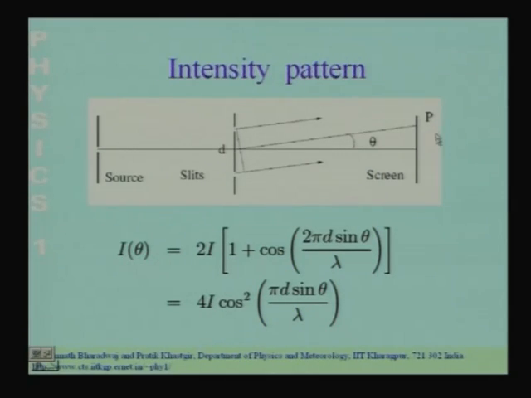The intensity over here is represented by I. This is a function of theta, and the functional dependence on theta is shown over here. It is 2I, where this I over here is the intensity of the wave from one of these slits. So, the intensity on the screen over here when both slits are open is 2I times 1 plus cos of 2 pi d sin theta by lambda. The term inside the cosine is the phase difference between the two waves. And you can simplify this and write it as cos square of pi d sin theta by lambda with the factor of 4I outside.